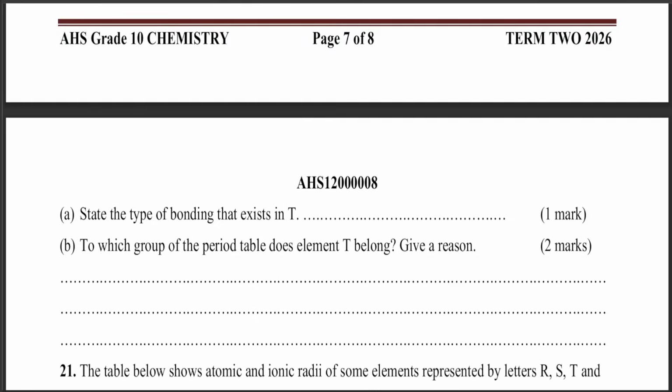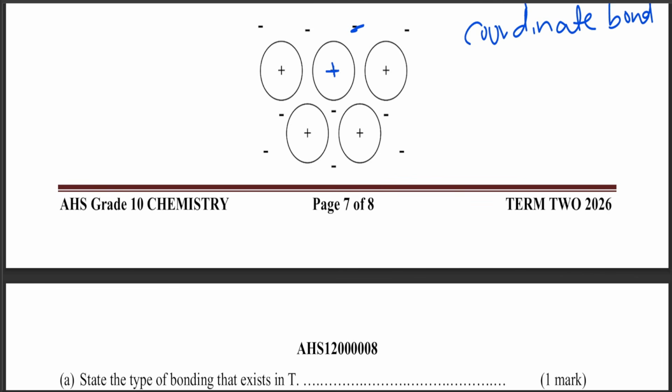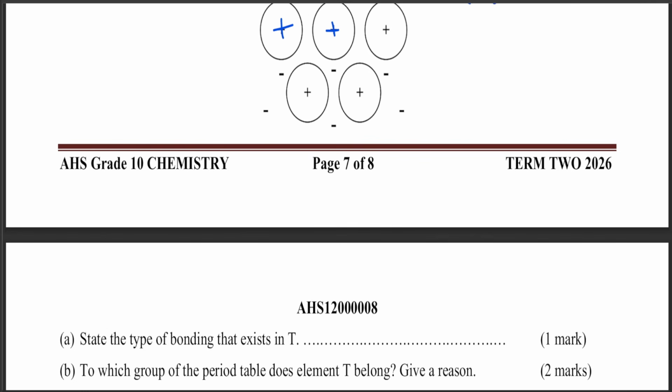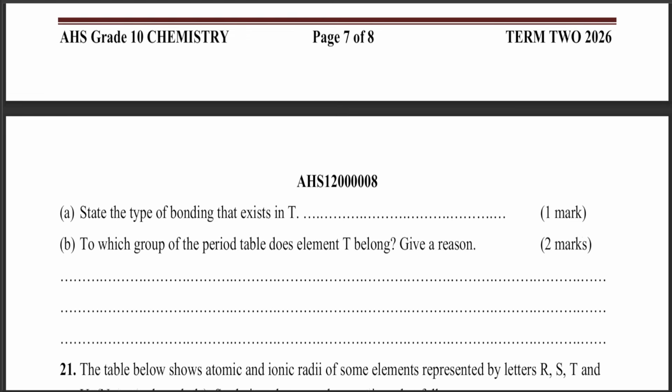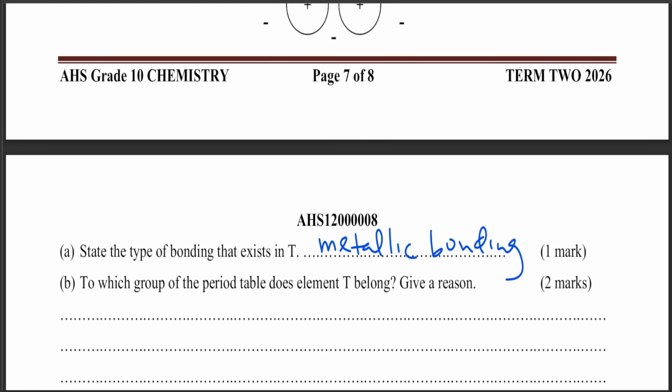Now question A, state the type of bonding that exists in T. So obviously kama nilivyosema, ukiona kuna plus na kuna minus, wewe jua tu hiyo ni metallic bonding. So, very simple. Hiyo ni metallic bonding. And to which group of the periodic table does element T belong? Is group 1. Give a reason is very simple.